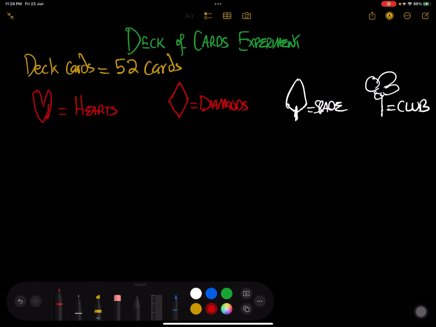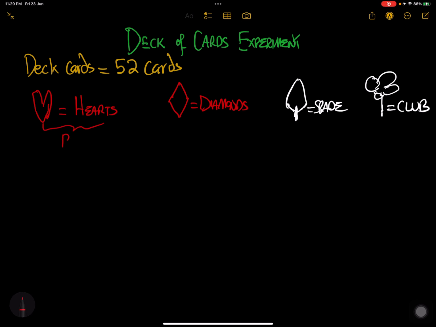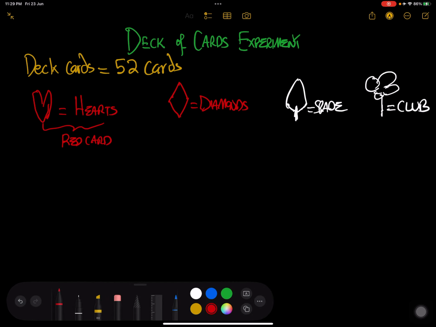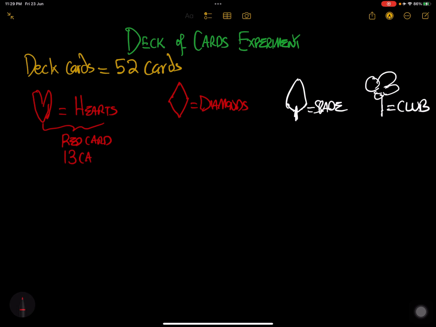So here, the hearts are red cards, and the suit is made up of 13 cards. So there are 13 cards of the hearts. You have what they call the ace card, the card that has an A on it. You have the king card, the queen card, the jack card, the number 10, 9, 8, 7, 6, 5, 4, 3, and 2 cards.